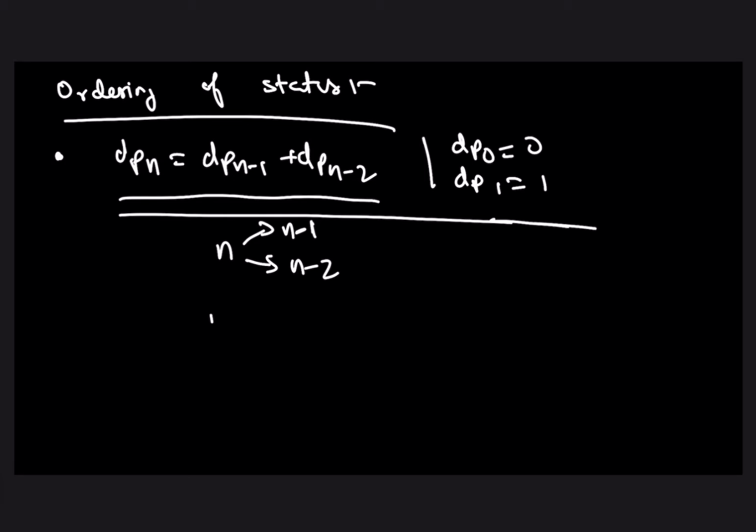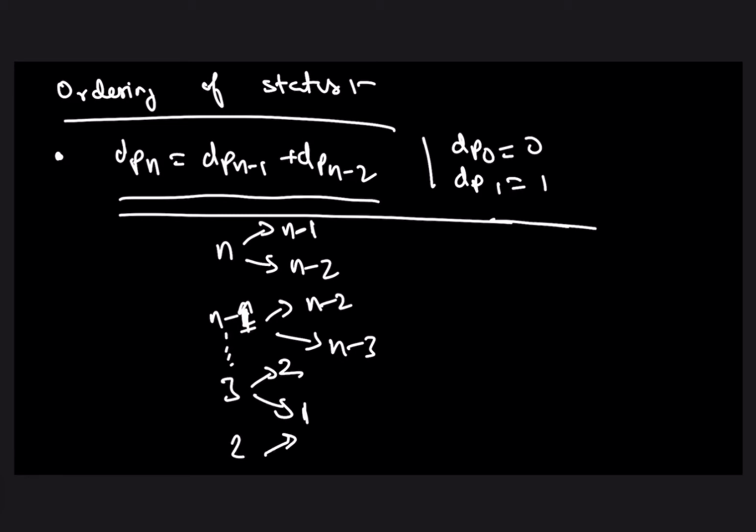In the same way, to solve the n minus 1th state, you need to solve the n minus 2nd state and n minus 3rd state first. In the same way, to solve the third state, first you need to solve the second state and then the first state. So this goes on something like this. To solve the second state, you first need to solve the first state and then the 0th state. And since the first and the 0th states are the base cases, you do not really need to solve them.